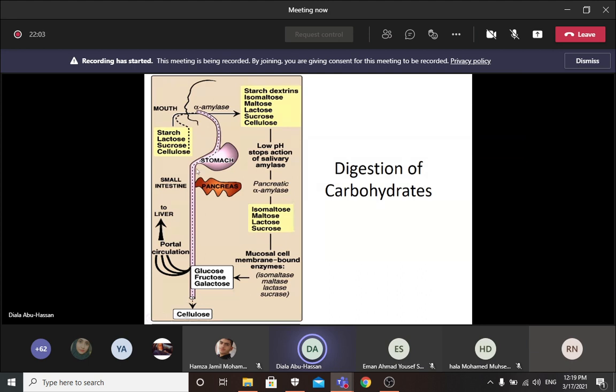In the small intestine, the pancreatic alpha amylase is going to get released. And this one again acts on alpha 1,4 linkage. So it's going to break the starch dextrins into isomaltoses and maltose molecules. And other enzymes are going to act, but they're not of pancreatic origin.